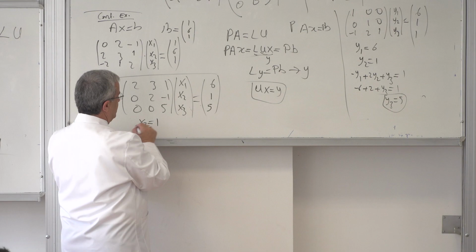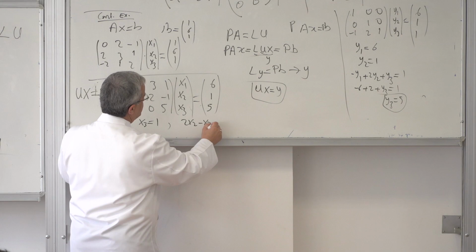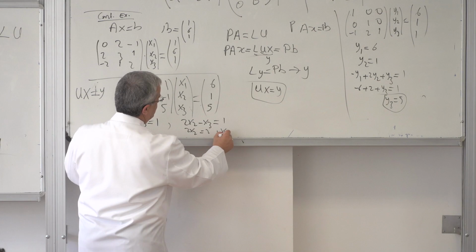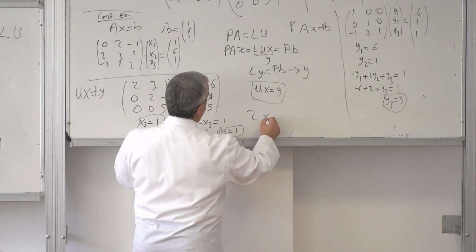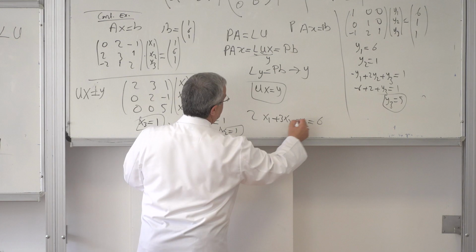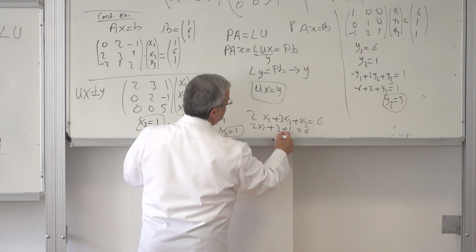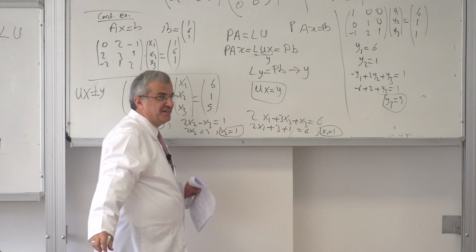1, right? x2, so 2x2 minus x3 is equal to 1. So 2x2 is equal to 2, so x2 is also 1. And 2x1 plus 3x2 plus x3 is equal to 6. So 2x1 plus 3 plus 1 is equal to 6. So x1 also happens to be 1. Okay?